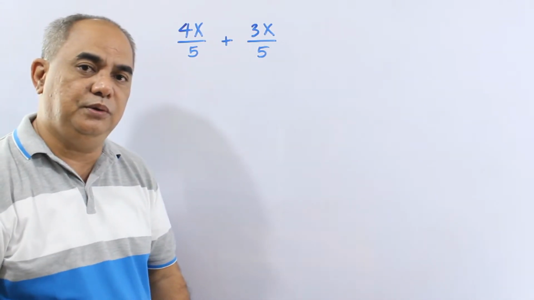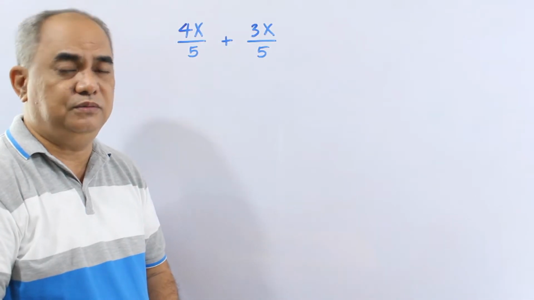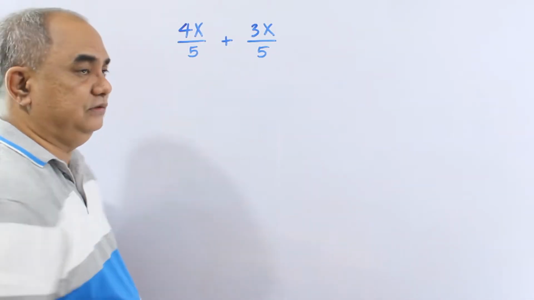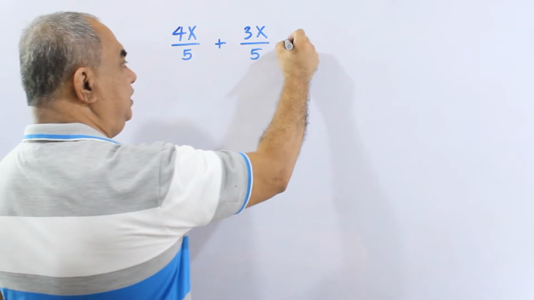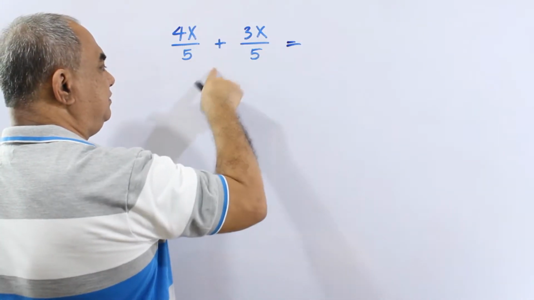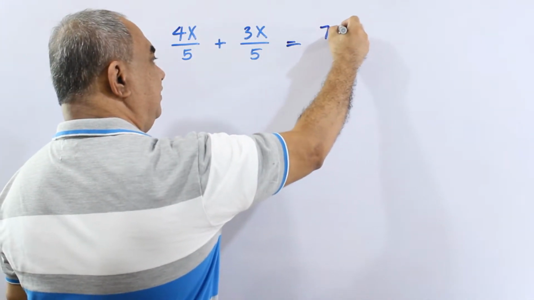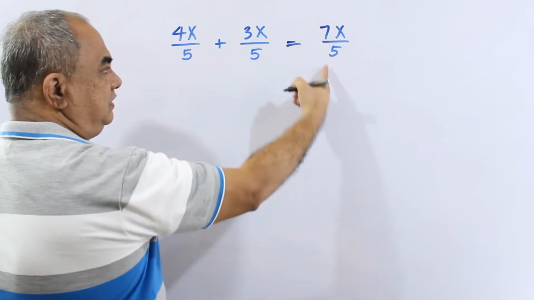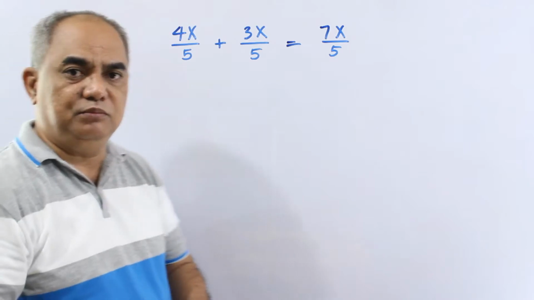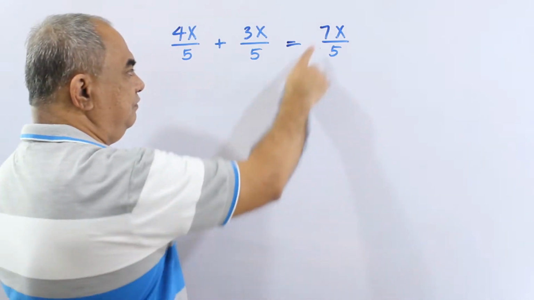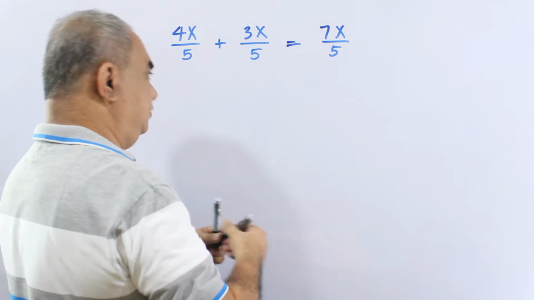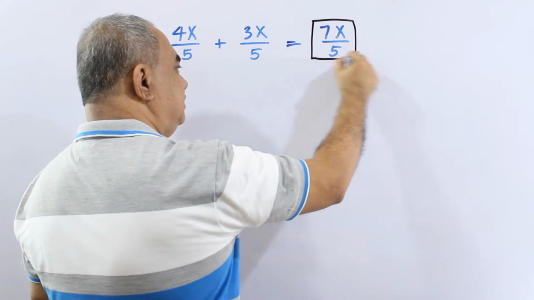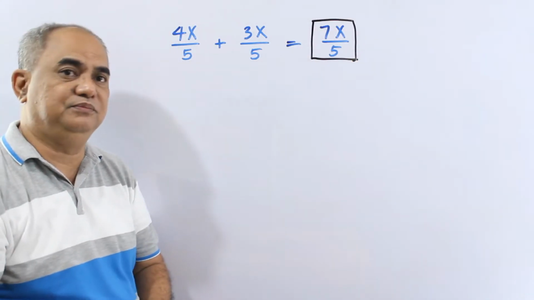And what do we do when we have similar fractions? We simply add the numerators and just write the denominator. So we have 4x plus 3x, that gives us 7x all over 5. Even if we notice that the fraction here is improper, we have this as our final answer. We don't have to change this to a mixed number.